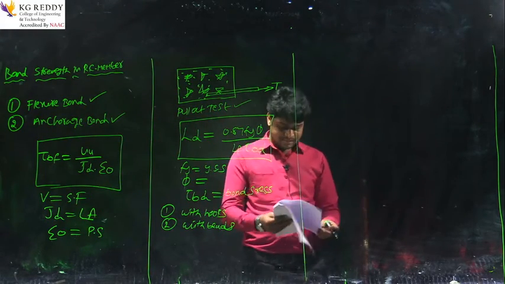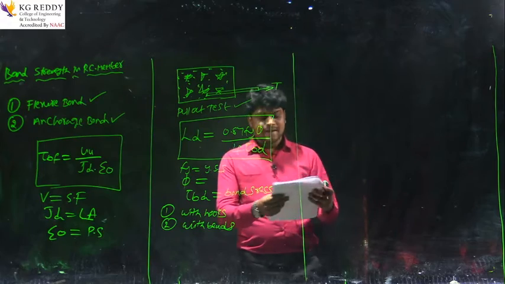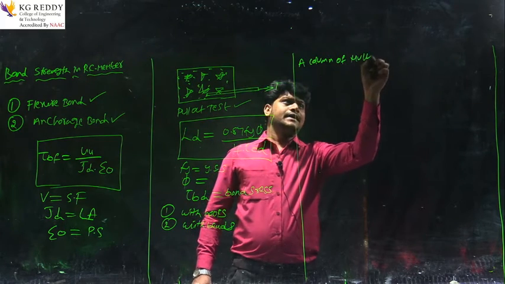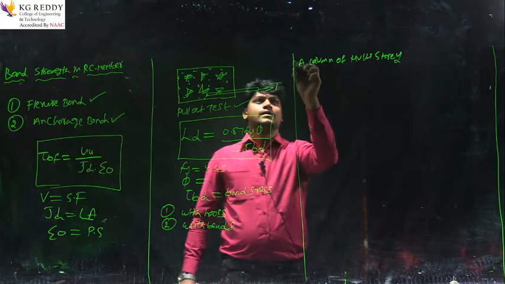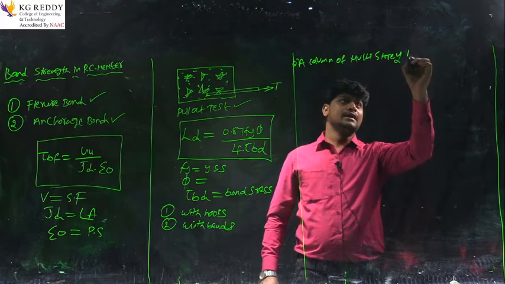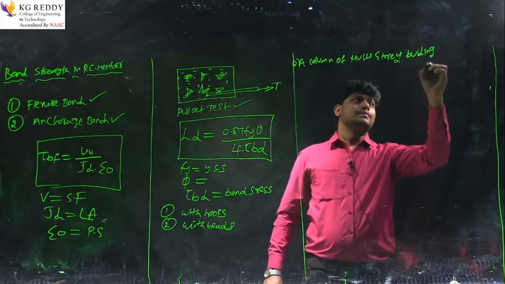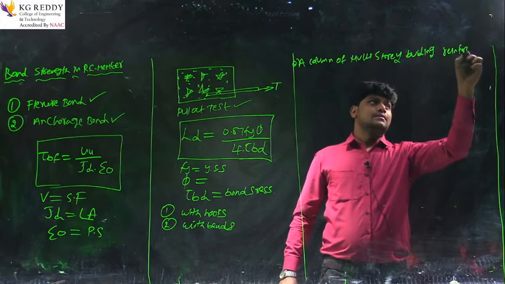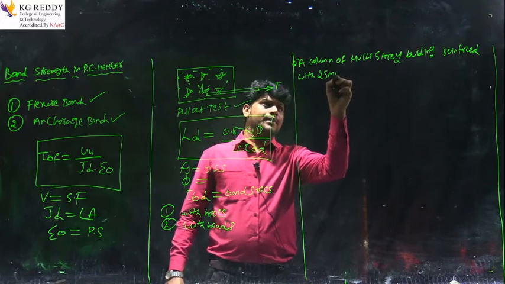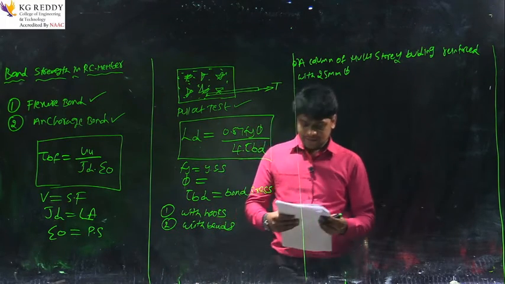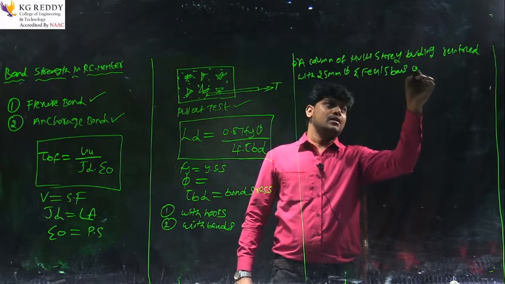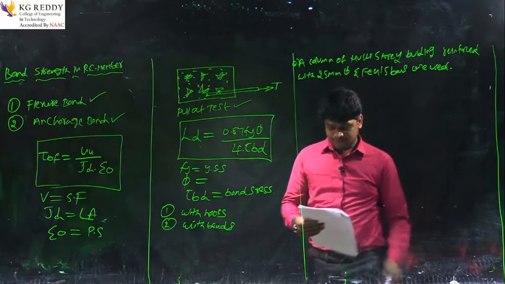The first problem is problem number 1. A column of a multi-story building is reinforced with 25 mm diameter Fe415 bars.